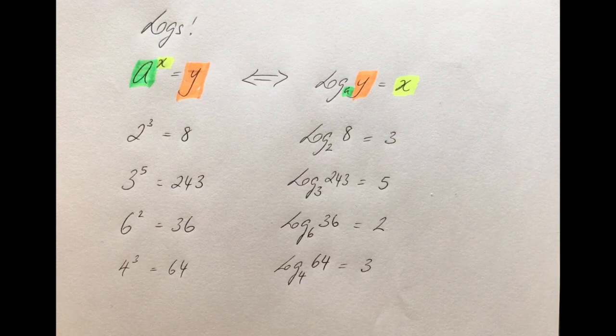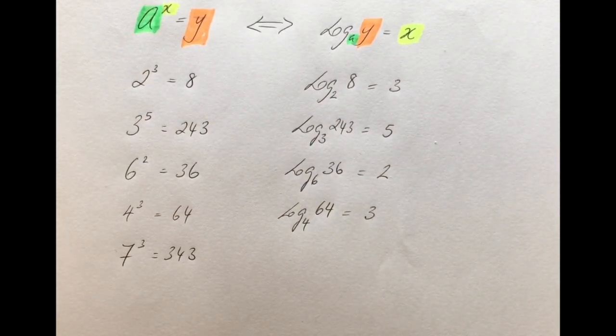Let's try one last one. 7 cubed is equal to 343. Pause the video and write that in log form.